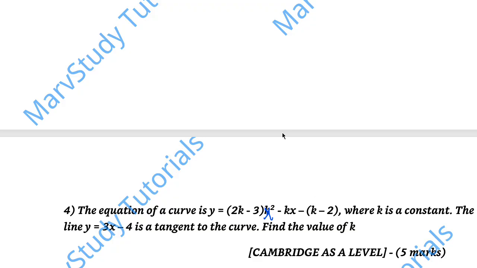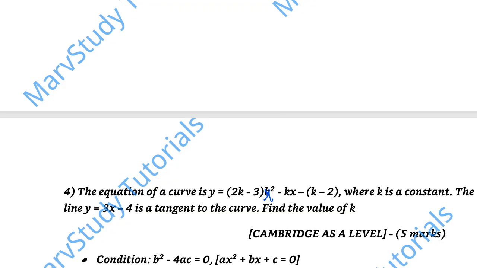When we're talking of tangent, that means the line is going to touch the curve at only one point. And that satisfies the condition b squared minus 4ac equal to 0. That's a tangency, 1 point. Equations that have one root are only going to touch the x-axis, or may not even touch the x-axis, but only 1 point. So comparing, the value of a in this case is 2k minus 3 because the coefficient of x squared is 2k minus 3, the value of b is negative k, and the value of c is negative (k minus 2).